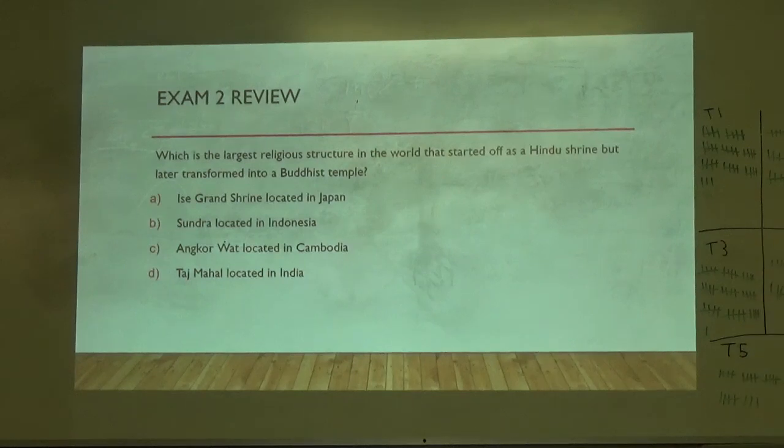Which is the largest religious structure in the world that started off as a Hindu shrine but later transformed into a Buddhist temple? Is it A, the Ise Grand Shrine located in Japan, B, the Borobudur located in Indonesia, C, Angkor Wat located in Cambodia, or D, the Taj Mahal located in India?